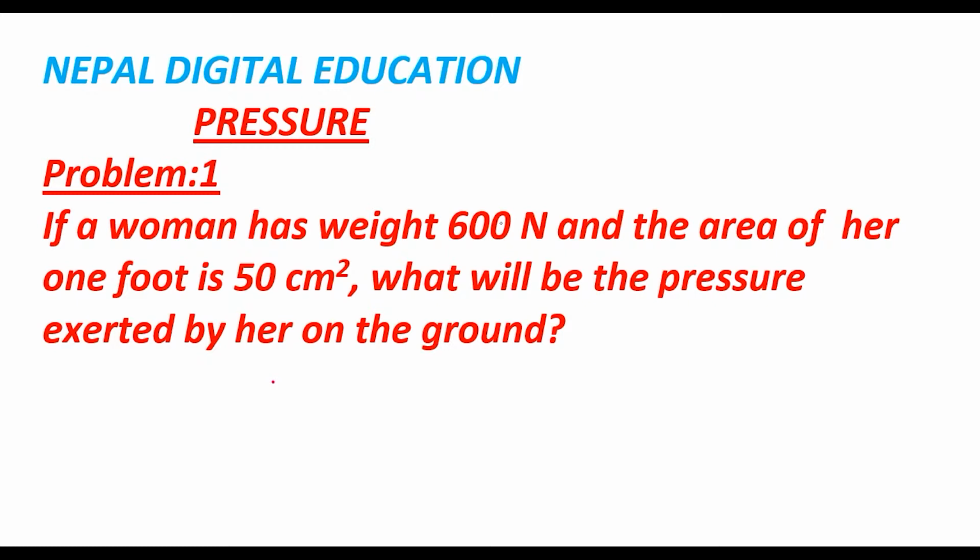In this problem, we have the woman's weight, so it is force, and the area of her 1 foot is given. What will be the pressure exerted by her on the ground? We have to find the pressure, and we know that pressure is given by force by area, and we can define pressure as the force acting per unit area.